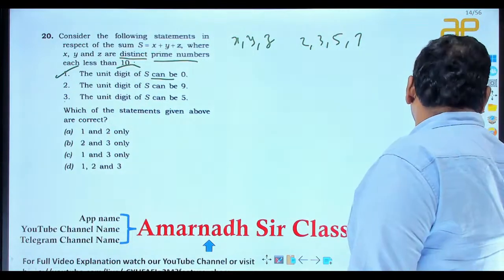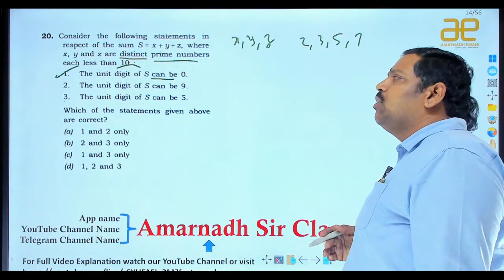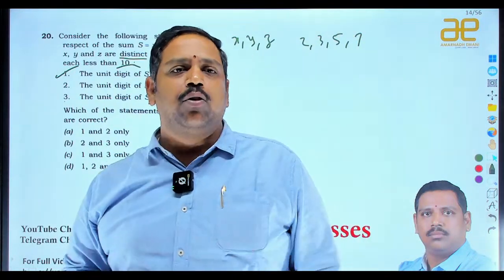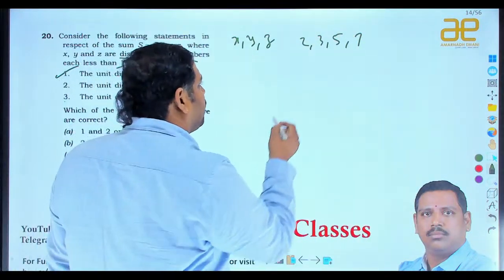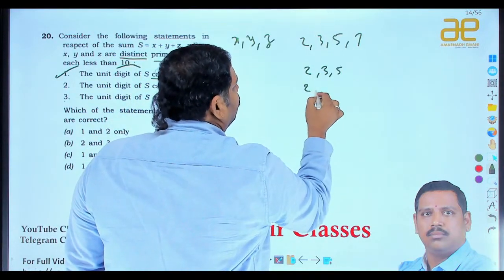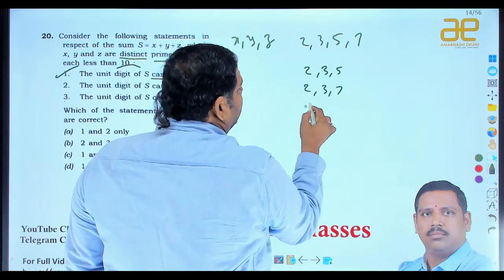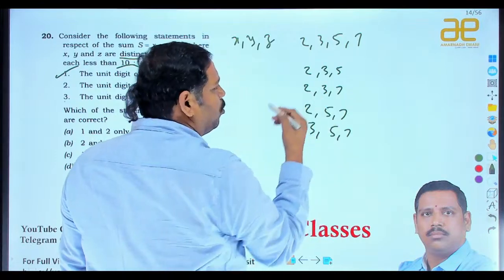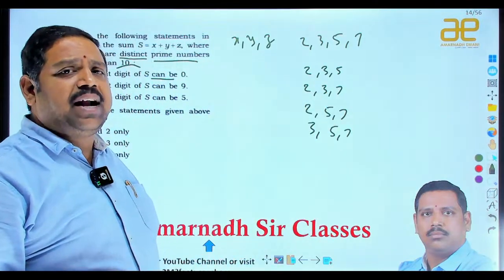Next statement: the unit digit of S can be 9. Can be 9 means I have to verify each and every possibility. Suppose the first time I leave 7, 2, 3, 5. Next I leave 5, 2, 3, 7. Next I leave 3, 2, 5, 7. Next I leave 2, 3, 5, 7. That means one number I have to remove. I'm adding each possibility.